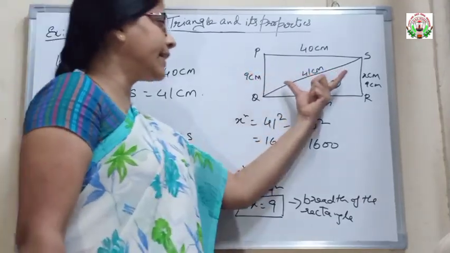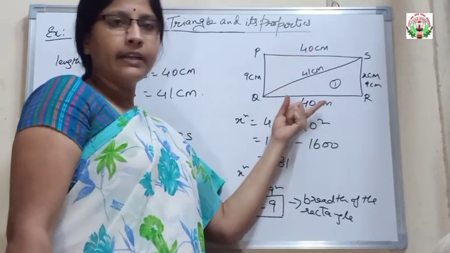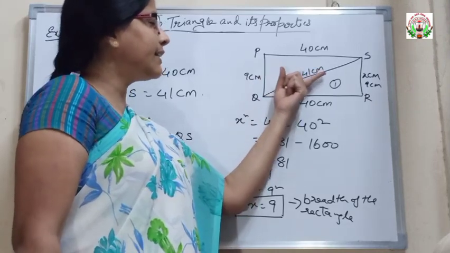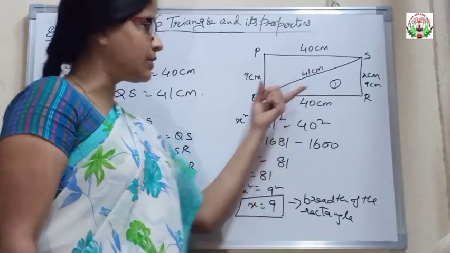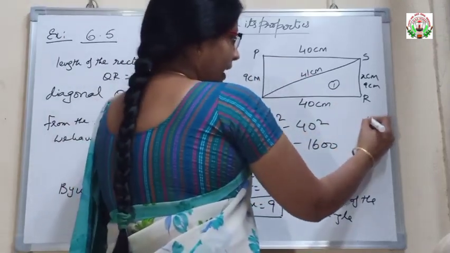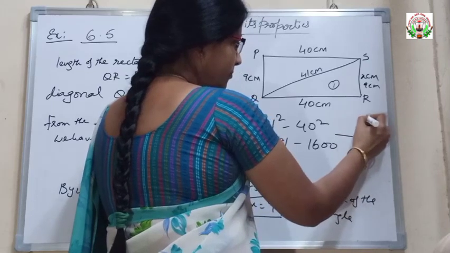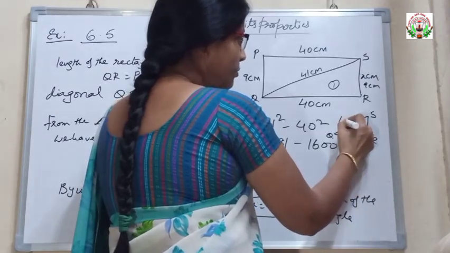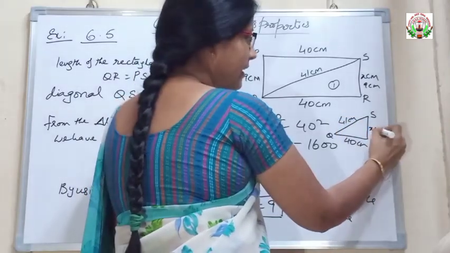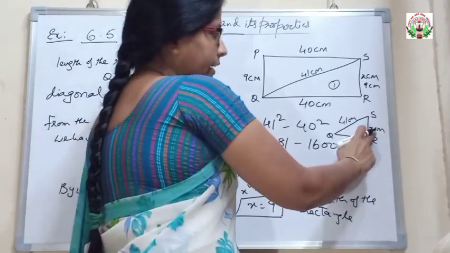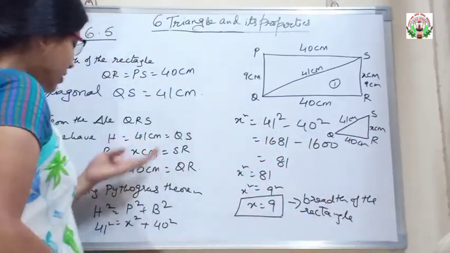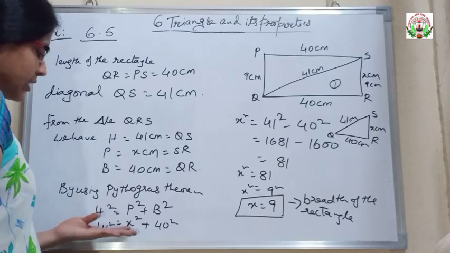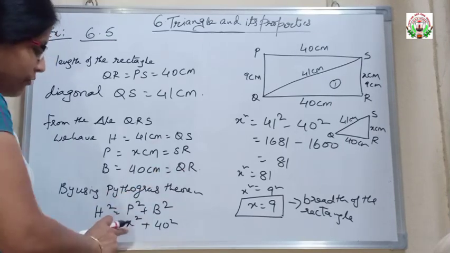See, once again they have given a rectangle. They have given the length of the rectangle, and they have given the diagonal of the rectangle, that is 41 centimeters. And this diagonal divides the given rectangle into 2 equal parts. So I have taken one part, and the triangle is like this. SRQ, base is given as 40 centimeters, hypotenuse is given as 41 centimeters, and the perpendicular distance we have to find is x centimeters. So by using our Pythagoras theorem, hypotenuse square is equal to perpendicular square plus base square. So 41 square is equal to x square plus 40 square. We have to find this x square.